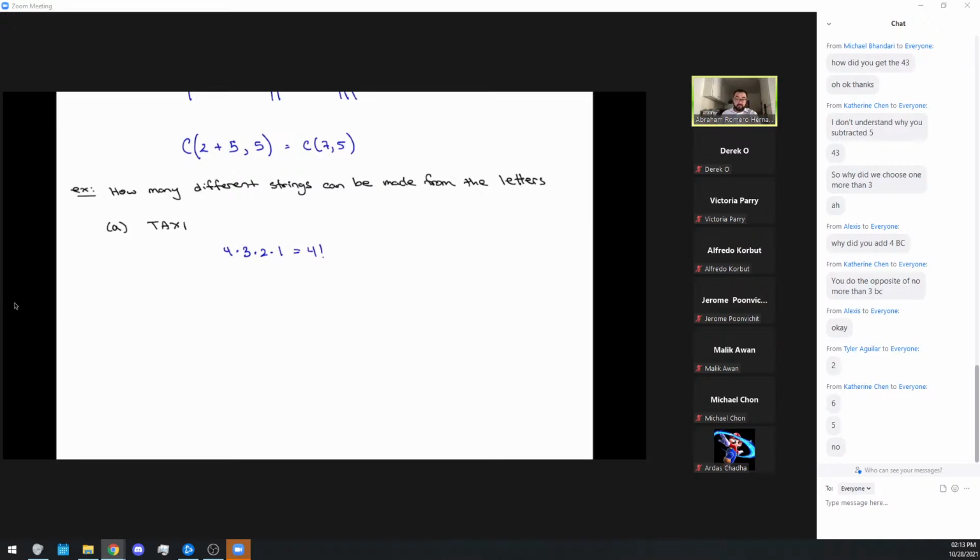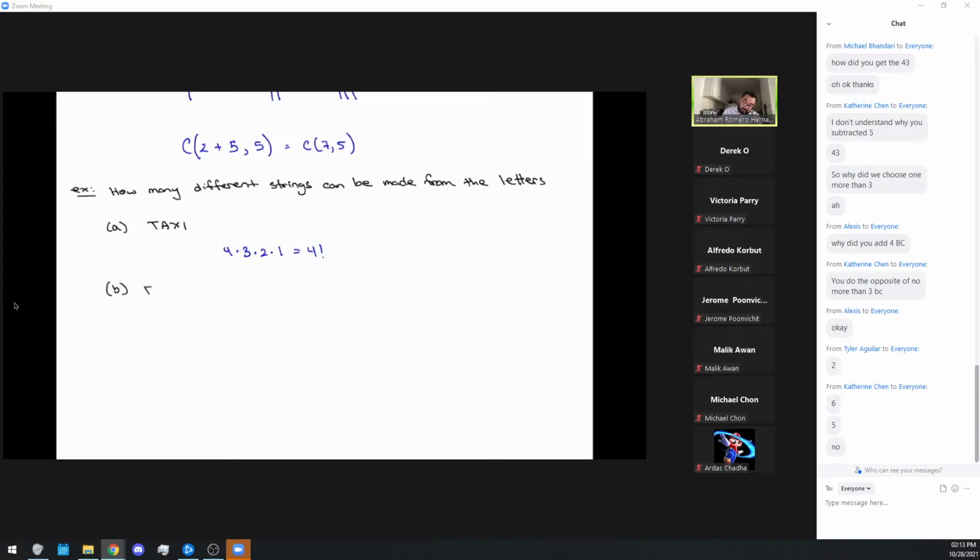How many strings can be made from the letters taxi? 24 of them, because you can rearrange them in whatever way you want. And notice that it was just 4 times 3 times 2 times 1 because it's a string.